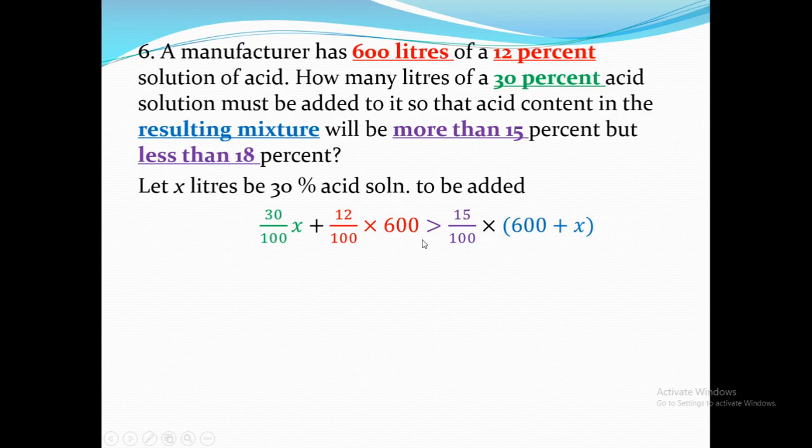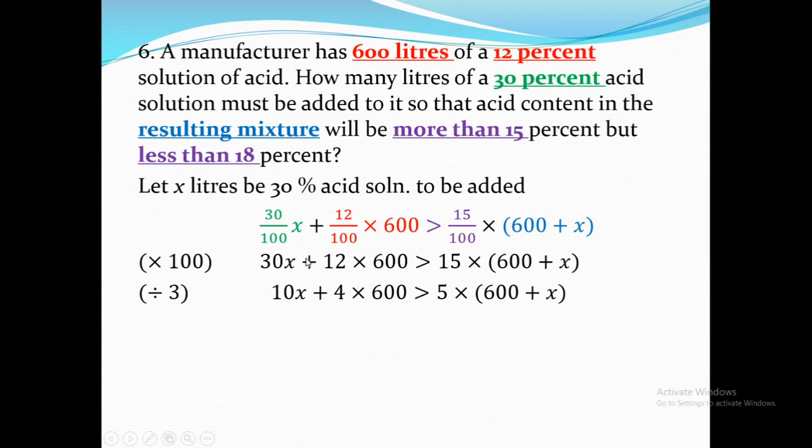Now see here, in this statement you have all the numbers with denominator 100, isn't it? So you can remove that. I have to multiply this inequality by 100, so the denominator 100 will be taken out. And also I can divide by 3, since 3 is a common term. So in this particular statement, I am dividing by 3.